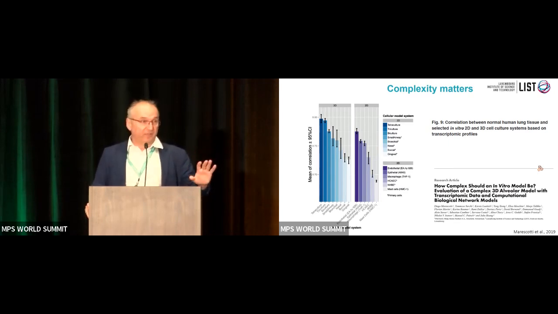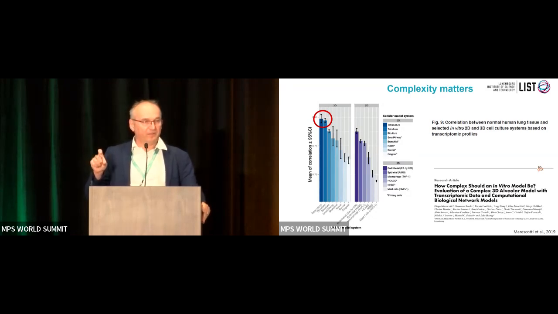So you see that the 3D is very similar to the human in vivo situation, and within the red circle you see also something interesting. That's this tri-culture, meaning epithelial cells, endothelial cells, and macrophages, or in addition the mast cells.